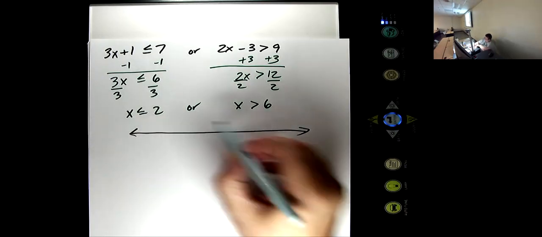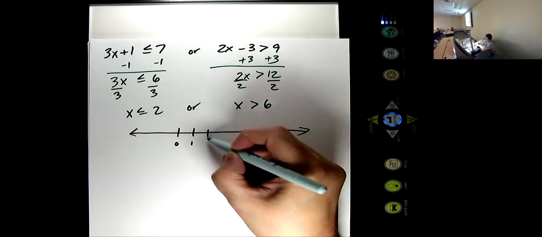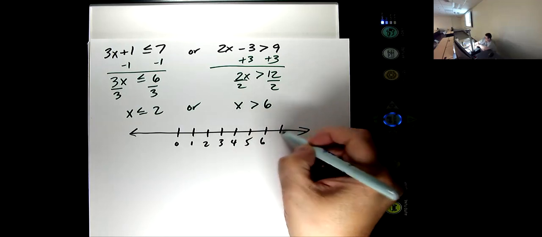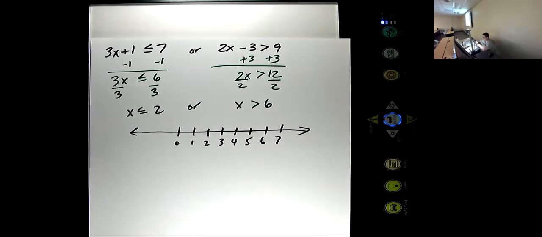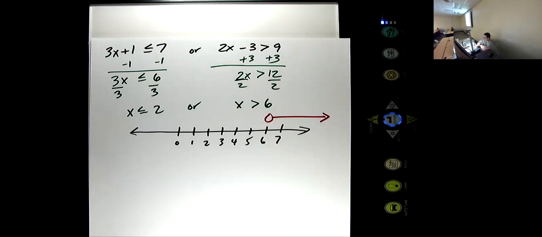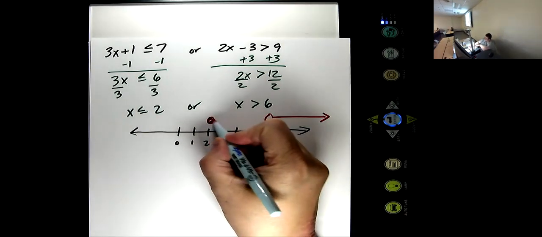So, throw it on a number line. Greater than 6 is this direction. We have a hollow circle on it because we don't include the 6. Less than or equal to 2 is on the 2. We have a solid point on it, and it goes that way.